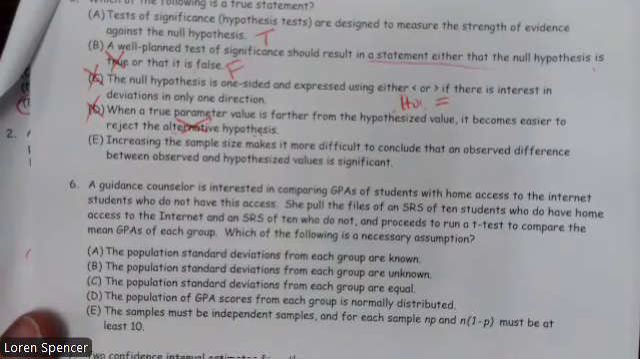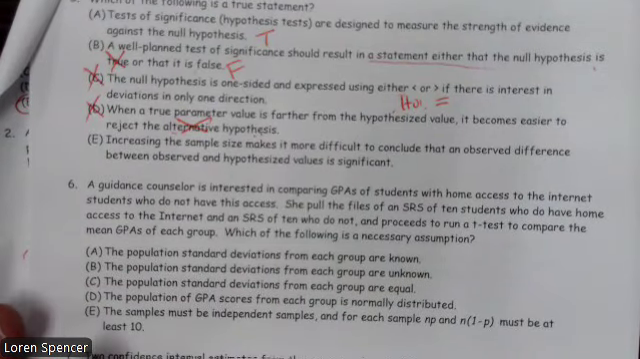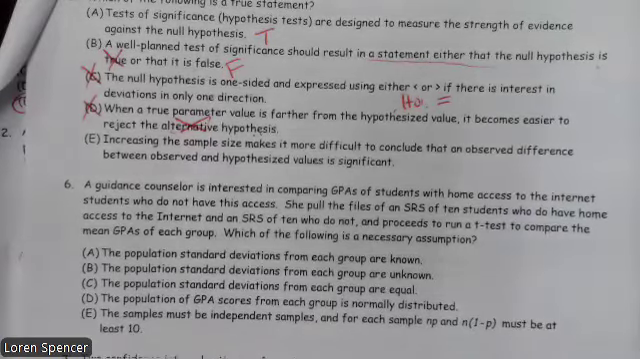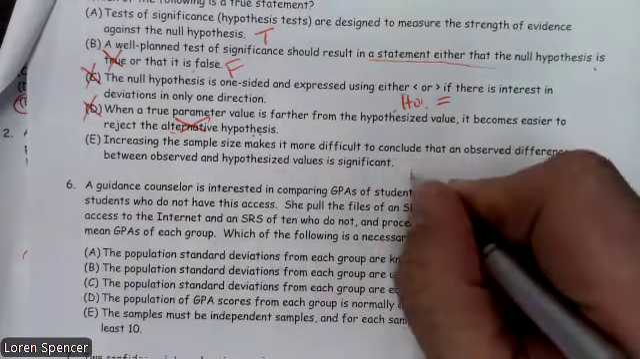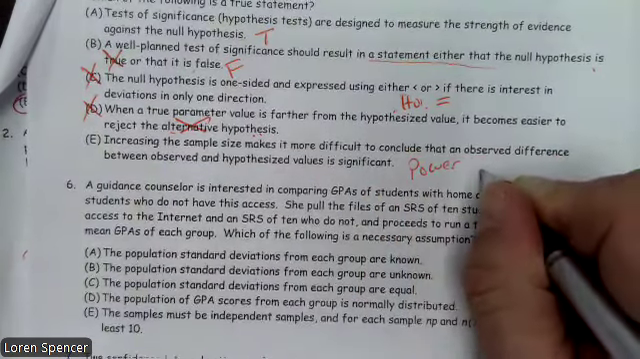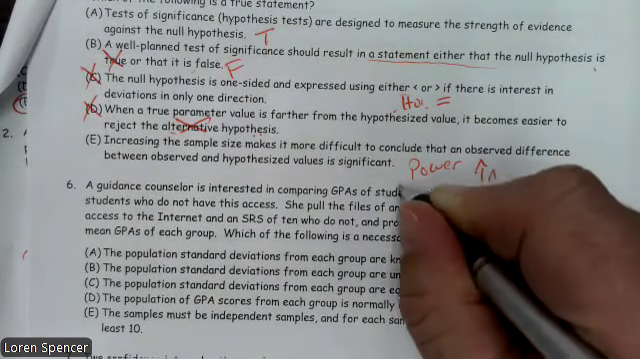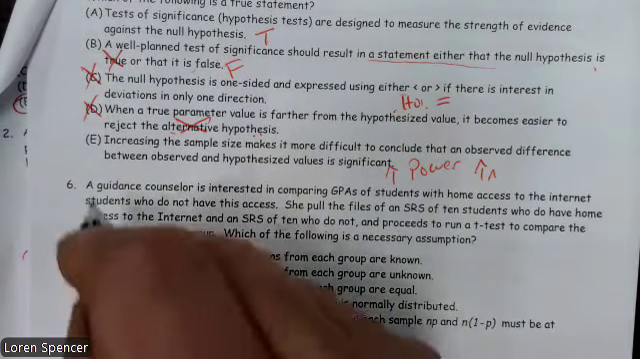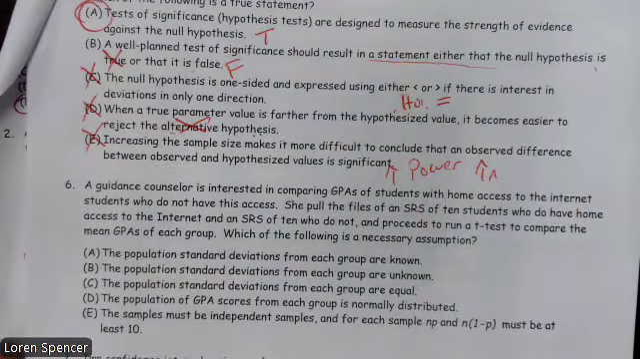E, increasing the sample size makes it more difficult to conclude that an observed difference between observed and hypothesis values is significant. No, if you increase the sample size, it's easier to reject. That is known as power. As n goes up, power goes up, and it becomes easier to reject. So that's false. The only answer that was true was the first one.